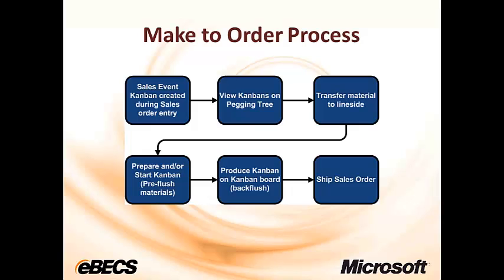So the next step we'll do is we'll produce the Kanban on the Kanban board, which would backflush components if it was set up that way. And then once we've produced it, obviously, we'd be able to ship our sales order.